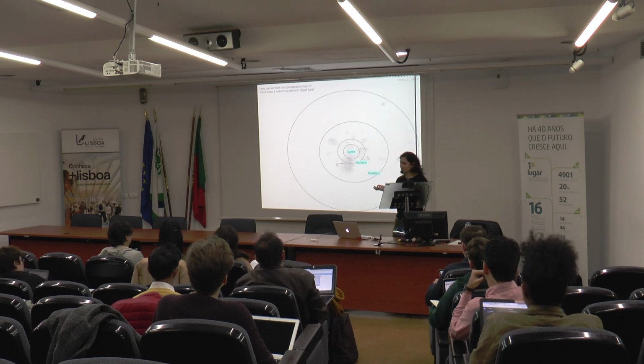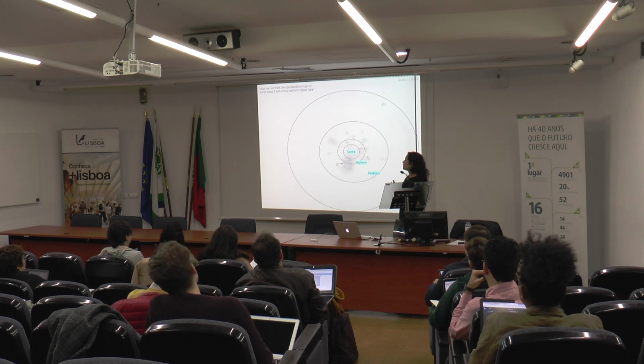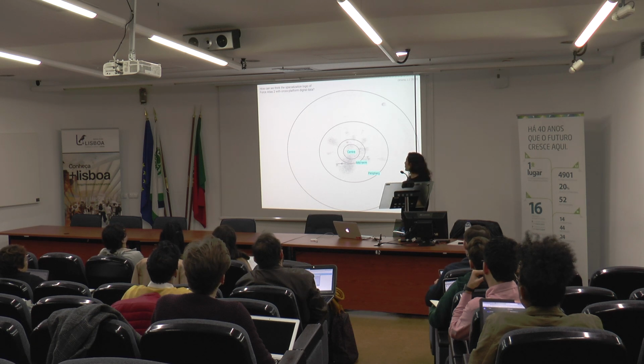And this is a question that I've been asking myself also for a while: how can we think the spatialization logic of Force Atlas 2 with platform digital data? And no, this is not a solar system. It may look like it, but this is a way that I try to think the logic of spatialization. So in the center of the network is where you will find the most connected nodes, or the most mentioned hashtags, or the most recommended videos.